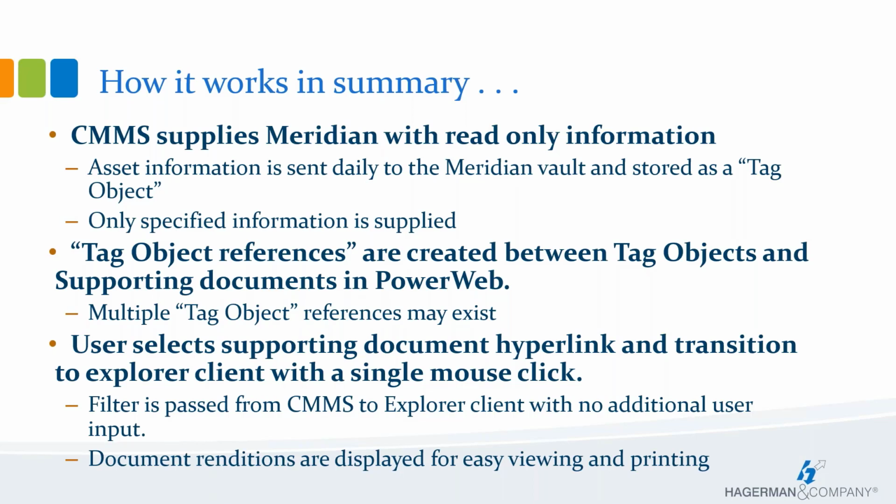Once those are created, your maintenance users can search their CMMS system and select a supporting documents hyperlink. What this does is it transitions directly from the CMMS system to the Explorer client with one mouse click. Not only does it pass you to the Explorer client, but it also passes filtering information that allows you to go directly to that asset that you are looking at and see the supported documents that have been linked to it in Meridian.